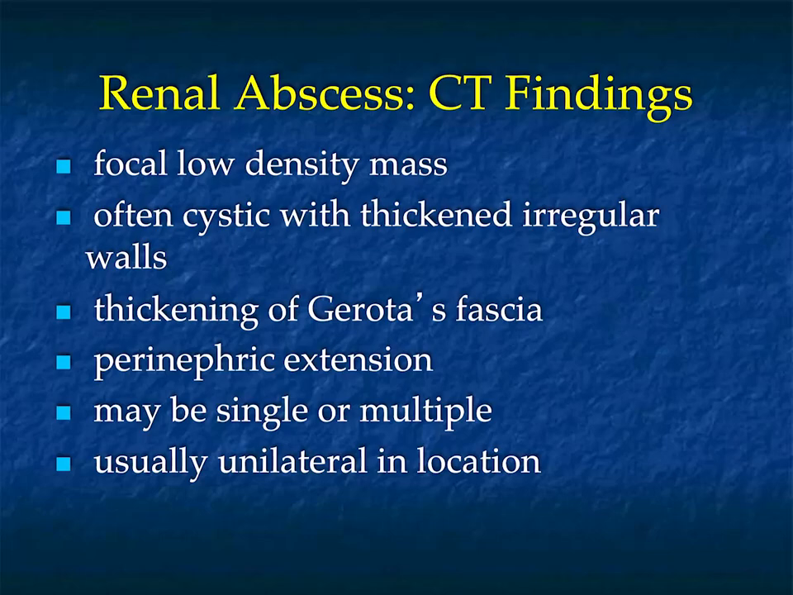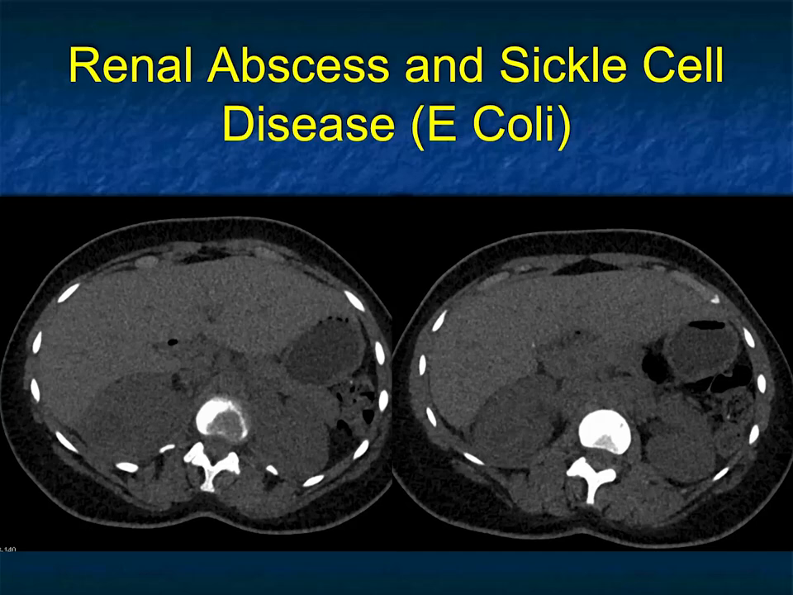Now, renal abscess is something that's important. Patients, particularly diabetics or patients immunosuppressed, if their renal infection is not treated well, it could go on to abscess. And abscesses can at times simulate tumors. They can be low-density masses. They can be cystic with thickened irregular walls, hence the confusion at times with a tumor. You can see thickening of Gerota's fascia and perinephric extension. Abscesses can be single or multiple, and usually they are unilateral.